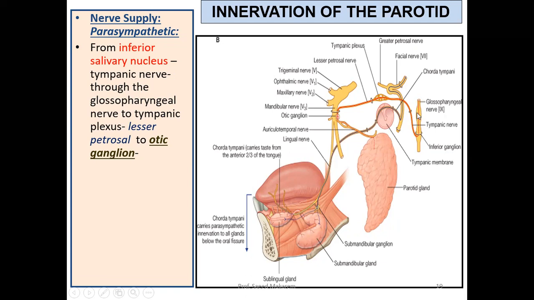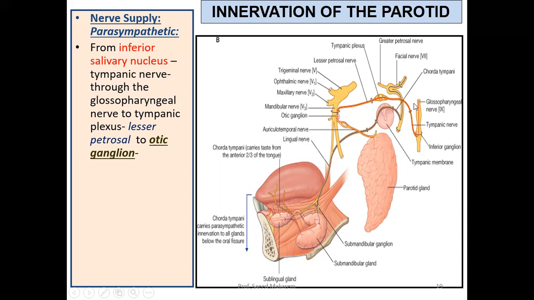Okay, so it is coming from the inferior salivary nucleus, through the tympanic nerve, and here you can see this is the tympanic nerve, through the glossopharyngeal nerve. So the tympanic nerve comes through the glossopharyngeal nerve, then to the tympanic plexus. If you see here, here is a plexus of nerves called the tympanic plexus, and then through the lesser petrosal nerve to the otic ganglion. Here you can see this is the otic ganglion, and this is the lesser petrosal nerve. It comes all the way.